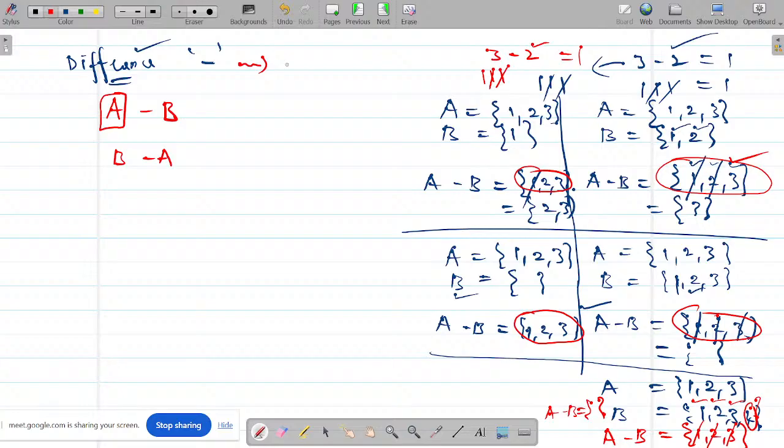How can I represent it here? I use the wording "only in." So what is here? A minus B, only in A. Right? What is here? Only in B.